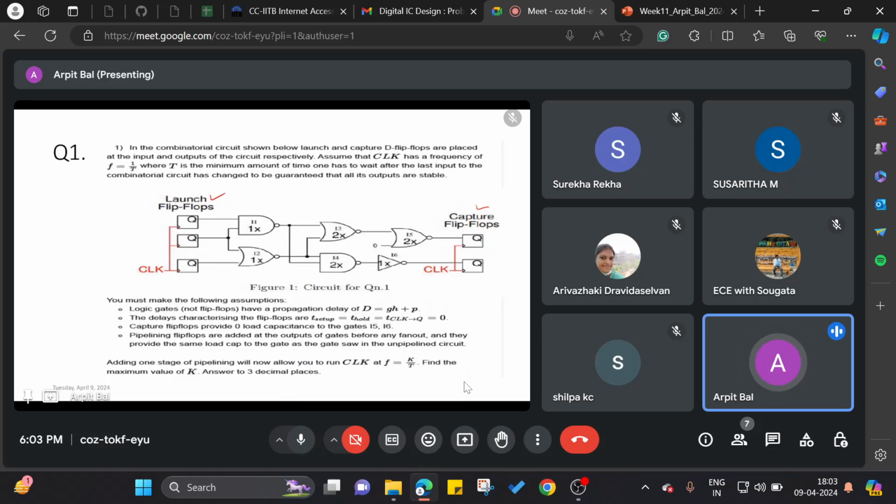Adding one stage of pipelining will now allow you to run the clock at f equal to k by T. Find the maximum value of k. So basically we need to figure out, if we add one stage of pipelining, how much are we going to improve the clock. Because f pipeline is basically k times f unpipelined, which is 1 by T. So take a moment to look at the circuit and read the question, then we will start the problem solving part.